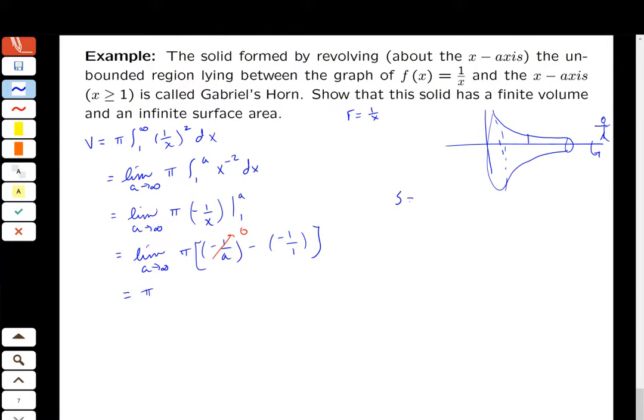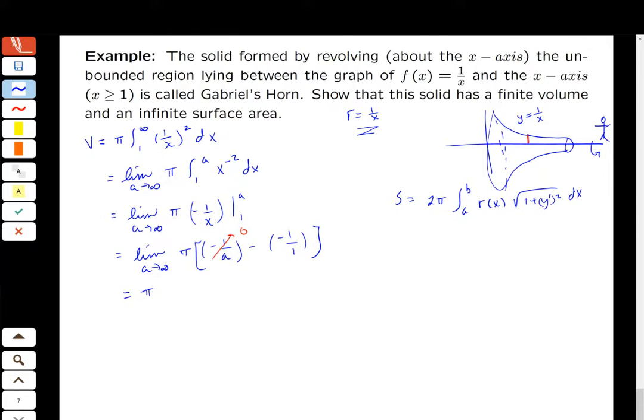The surface area formula was 2 pi integral from a to b, the radius, square root of 1 plus y prime squared dx. That's our surface area. The radius is the distance from the function, the axis of revolution, to the function. So in this case, our radius is going to be our 1 over x term again. It's going to be the same radius. And I have my function y equals 1 over x, so I can plug that in.